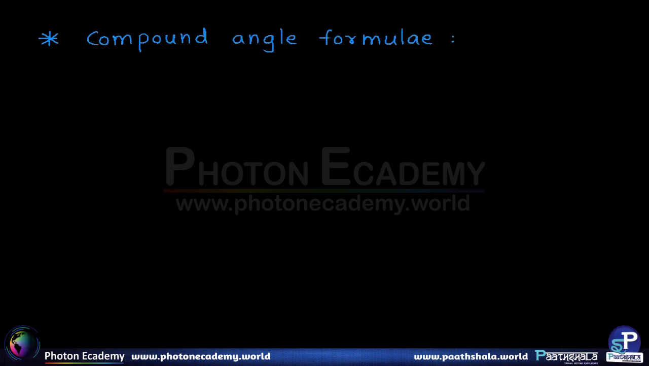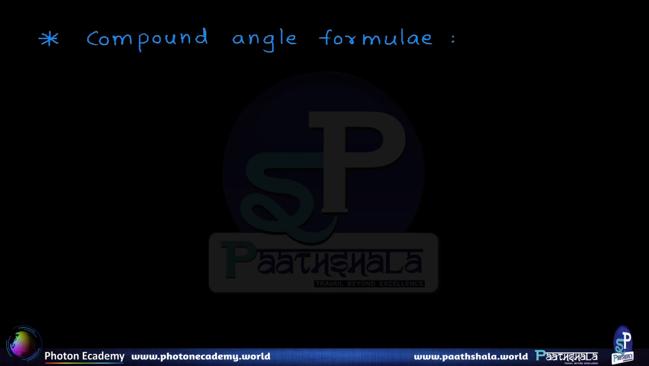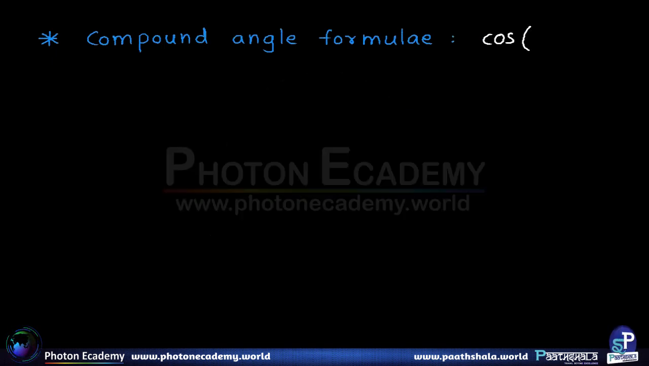But what if we have a sum or a difference of two different angles, and we have to calculate the trigonometric ratios of that sum or difference of angles? That is where we have the compound angle formula. Out of these, the most fundamental result is that for cos of a minus b, where a and b are any two angles. So the question is, how do we calculate the cos of a minus b?